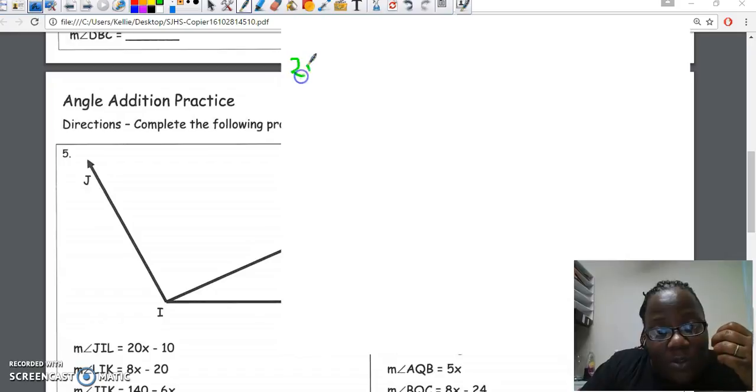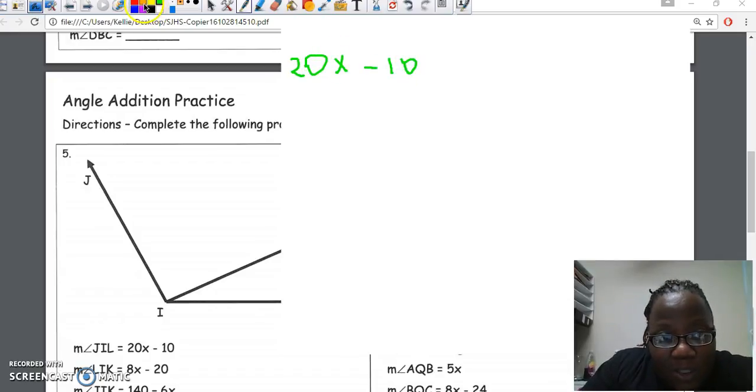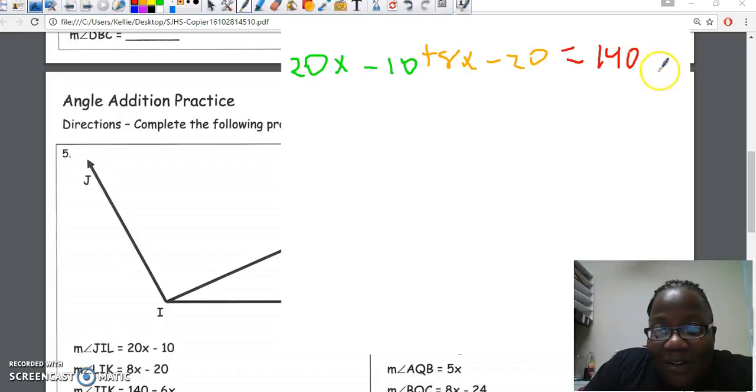JIL was 20x minus 10 plus 8x minus 20. This is love, you guys. I keep doing this stuff for you. Equals 140 minus 6x. Close enough. All right, here's my street.